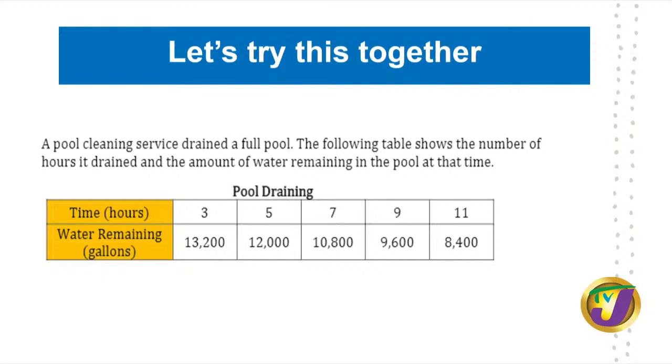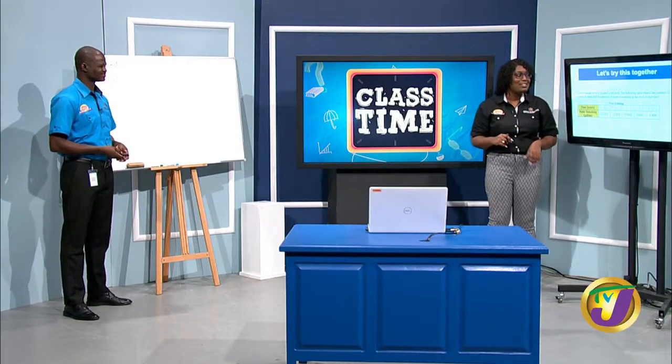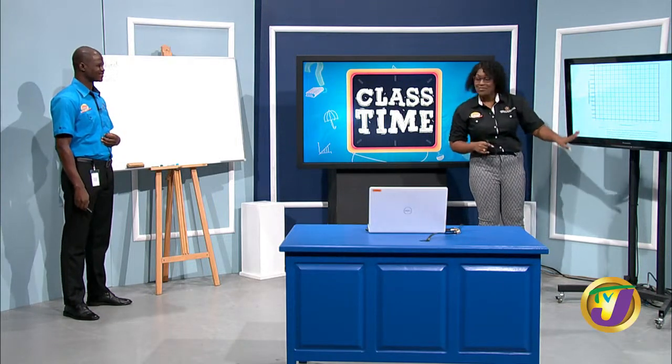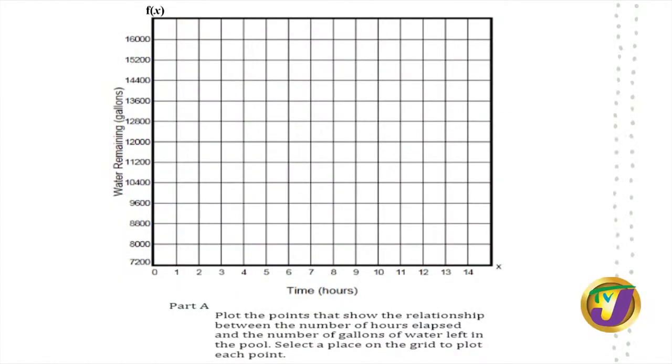Okay, so viewers at home, you think Mr. Price is right? Let's find out. So let's look at our graph, and indeed, you're correct. Our independent variable is time in hours, and our dependent variable is the water remaining in gallons. So you're now asked to plot the points that show the relationship between the number of hours elapsed and the number of gallons of water left in the pool. Select a place on the grid to plot each point.